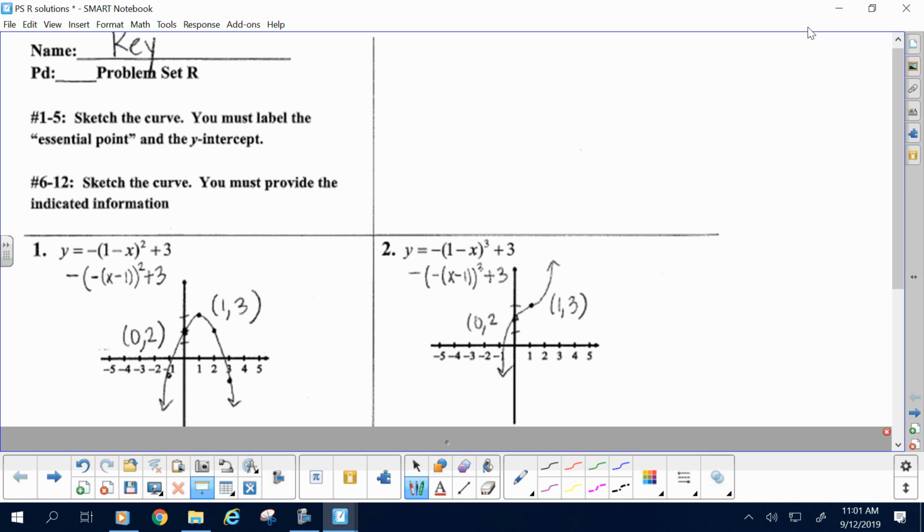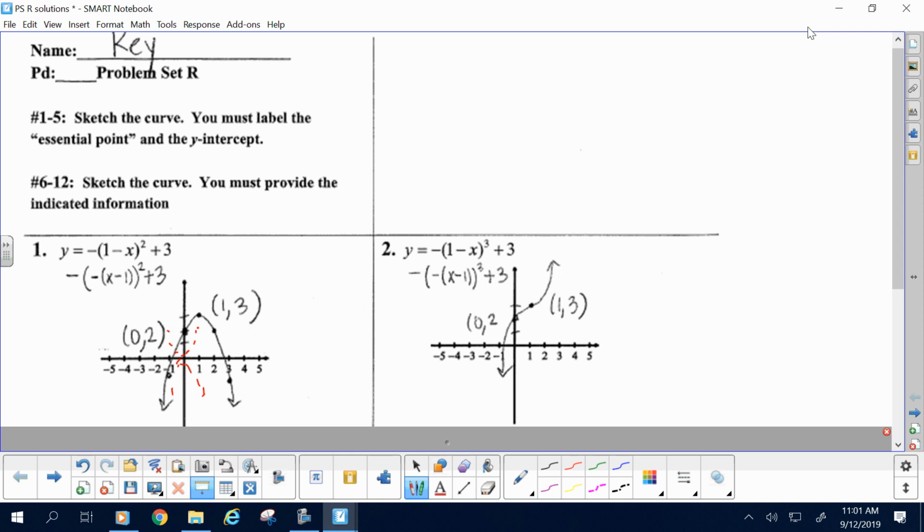Okay, so do you agree on this one? You had the factor first. You with me? All right, so you should have taken a parabola and reflected it down, and then shifted right 1 and up 3.